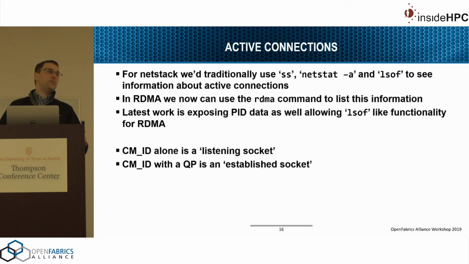You can look at the CMIDs, which is approximately equivalent to a listening socket or an open port on your system, and you can get some idea what daemons are running or what things are exposed to the outside world. So at least you can attempt to start to do a security audit without having to actually inspect the applications. This is, I think, a big gain. And we can see the established connections. The concept is a little different here. You have to associate the CMIDs with the QP. And you might have to do this manually.